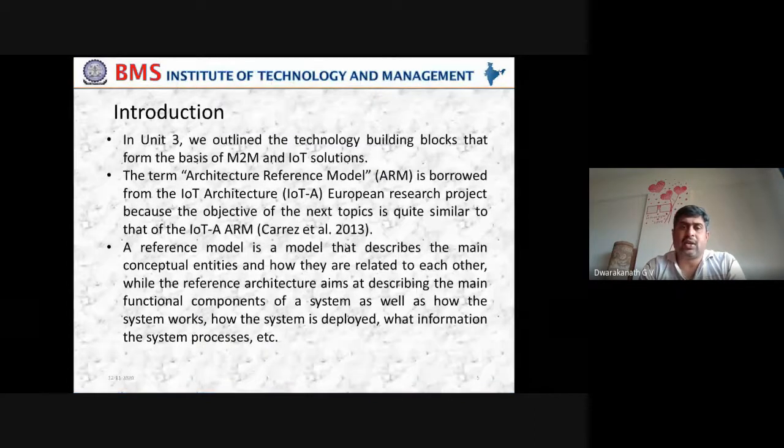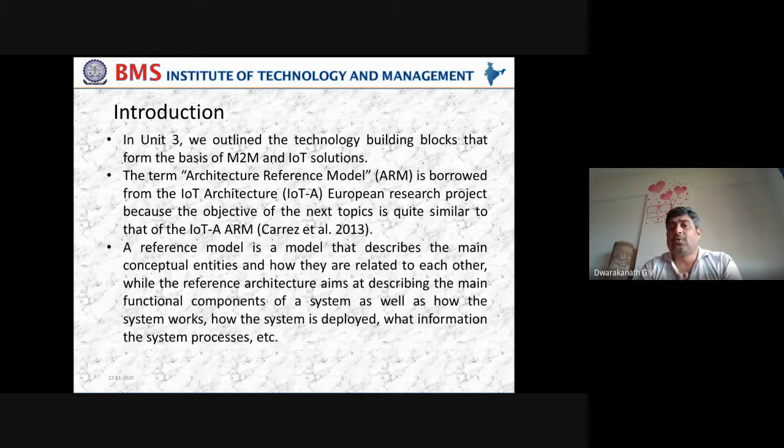The term architecture reference model, that is ARM, I'll call it ARM hereafter. ARM means architecture reference model, and it is borrowed from IoT-A, the IoT architecture, a European research project, because the objective of the next topics is quite similar to that of the IoT ARM. Whenever I say IoT architecture or architecture reference model, ARM, that ARM is taken from the European research project, especially from IoT-A. The ARM was given in 2013.